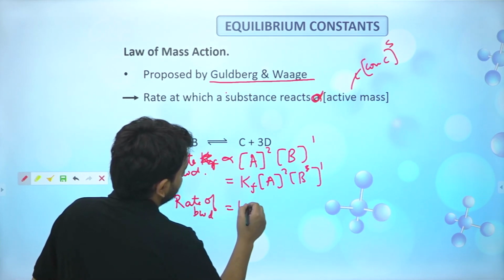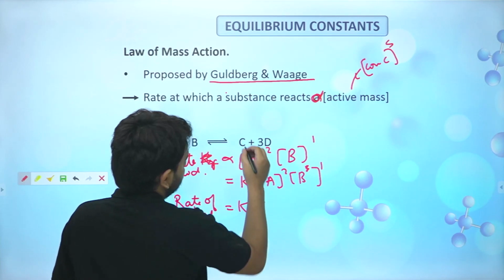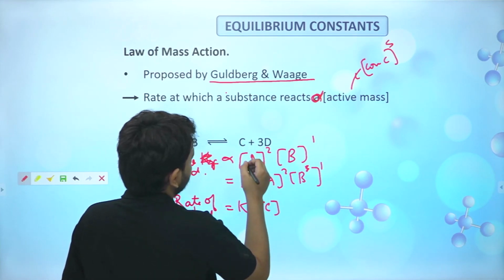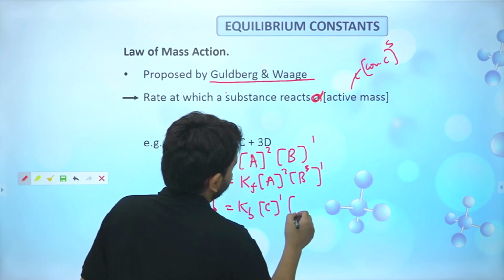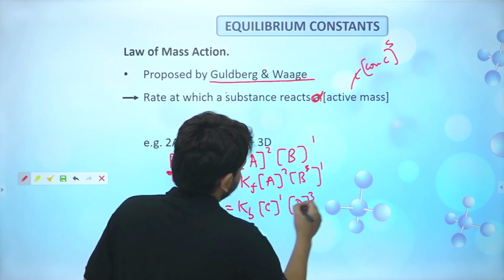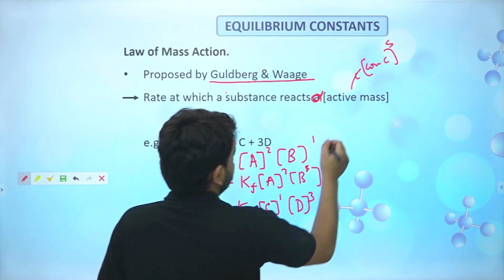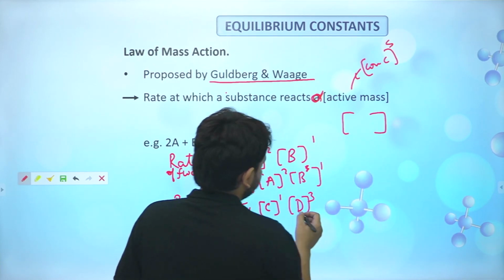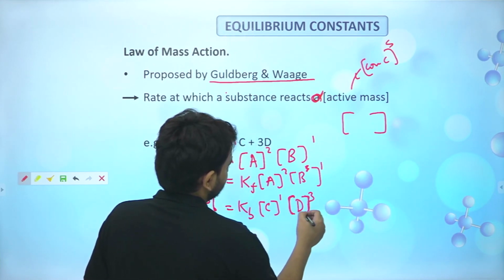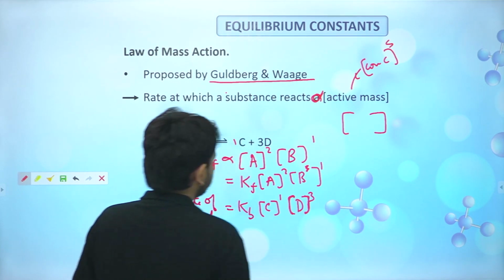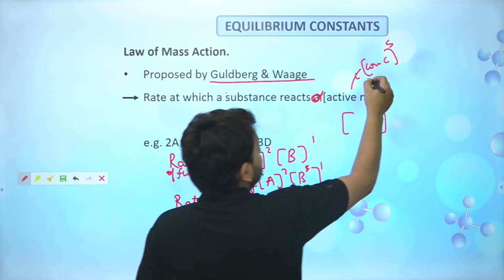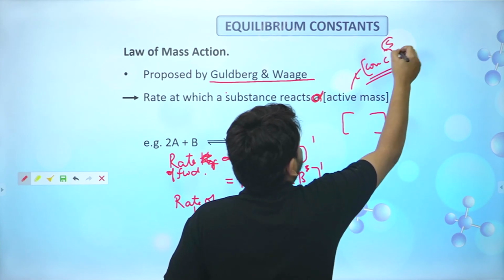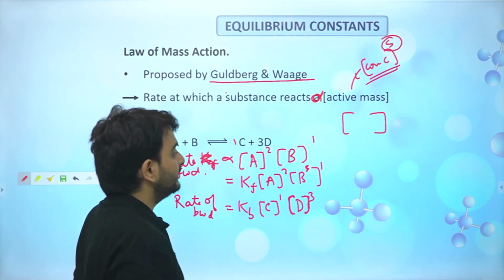similarly would be equal to K backward into C. The stoichiometric coefficient of C is 1, so C raised to the power 1, and D raised to the power 3. What's indicated in these brackets, for example this D? These are the concentrations. So concentration raised to the power of the stoichiometric coefficient.